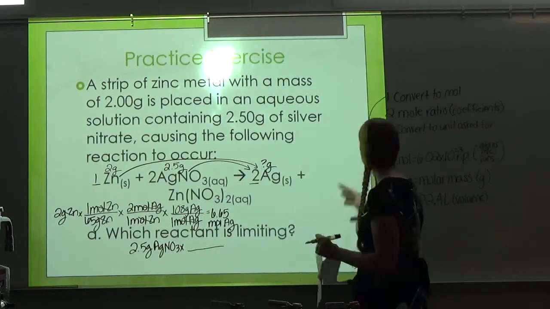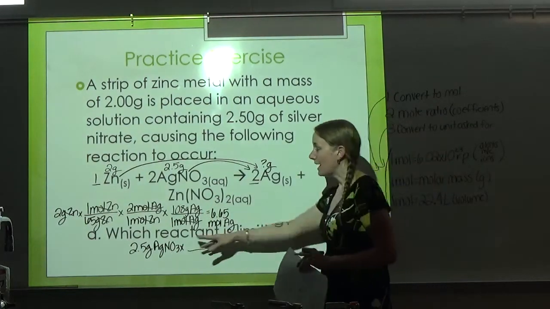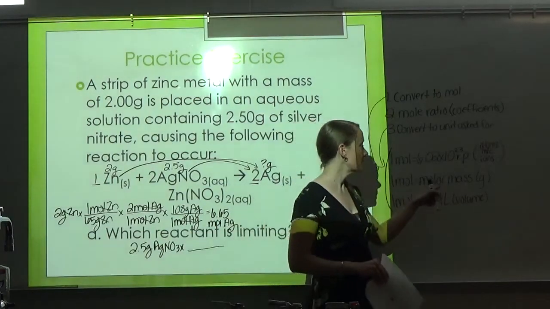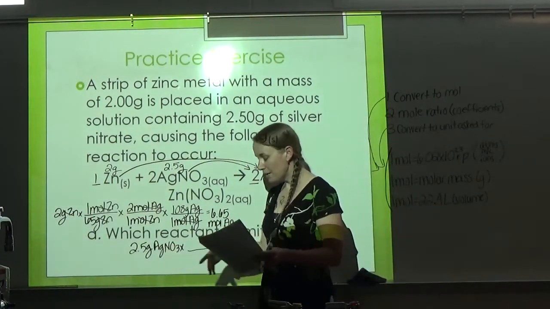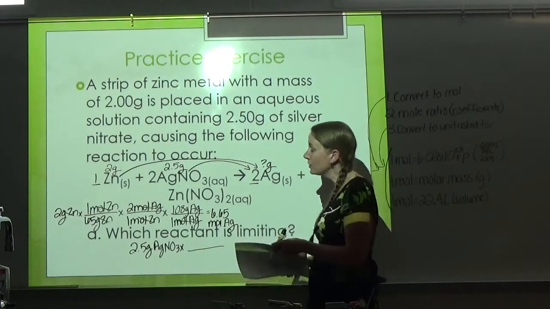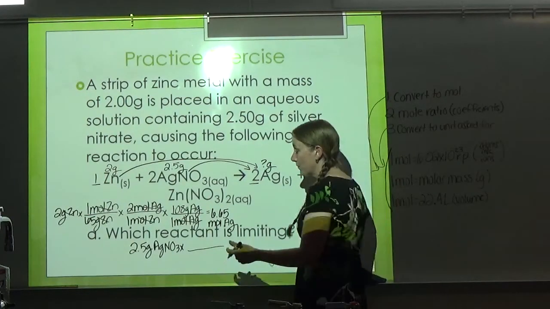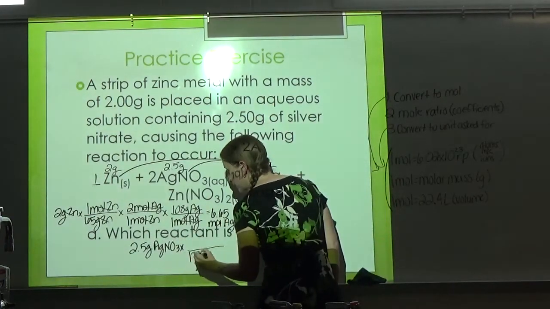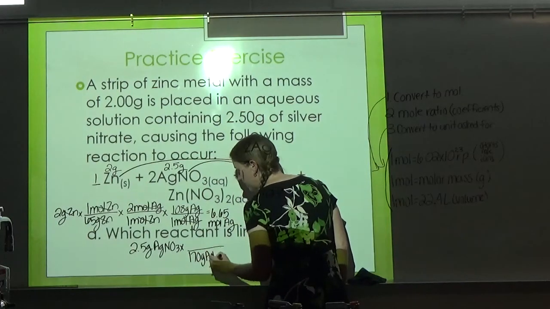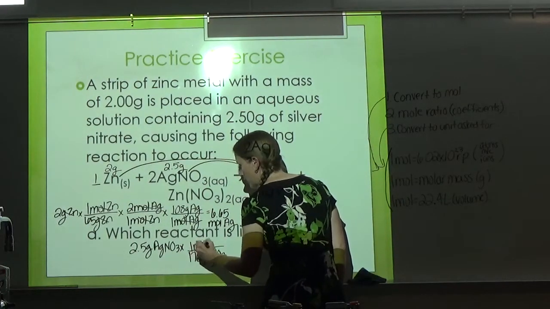So our first step is convert to moles. Well, I have grams, so to get to moles, I'm going to use molar mass. When you add up AgNO3 on the periodic table, you're going to get about 170 grams per mole. Since I have grams on top, I'm going to put the 170 grams on bottom and the 1 mole on top.